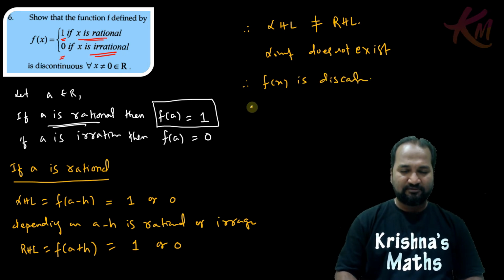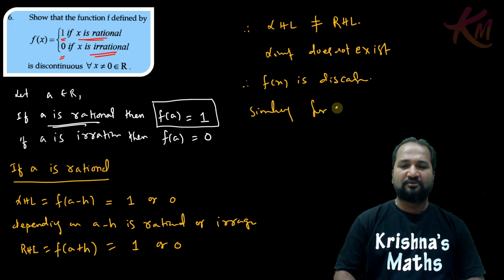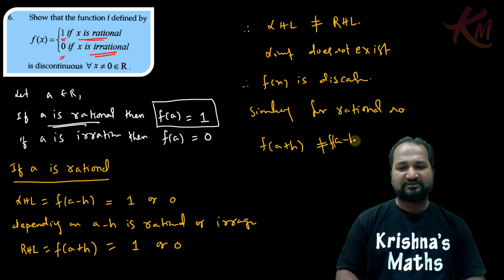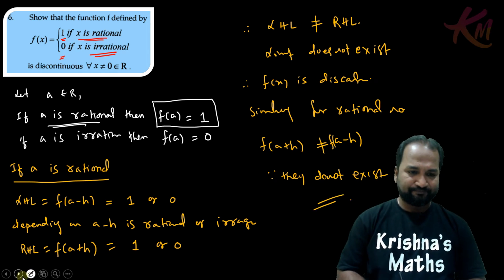Similarly for rational numbers also. If x is a rational number, then f of a plus h should not be equal to f of a minus h, since they do not exist. Okay, so the function will always be discontinuous.